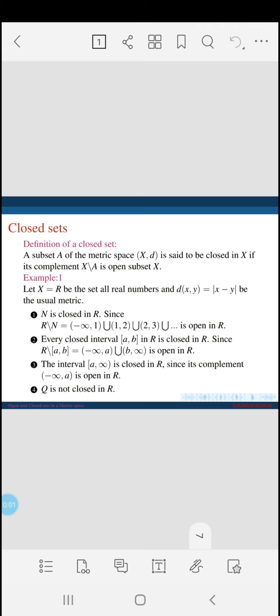Third example, the interval [a, infinity) is closed in R since its complement is open in R. Fourth example, Q is not closed in R since its complement is not open. R minus Q is not open.